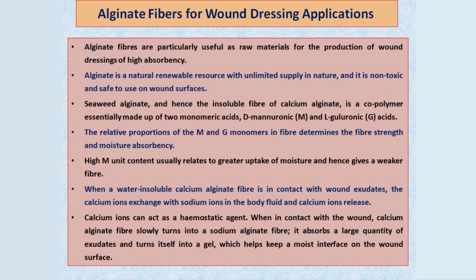And when a water insoluble calcium alginate fiber is in contact with wound exudates, the calcium ions exchange with sodium ions in the body fluid, and calcium ions release. So in this case, of course, calcium ions can act as a hemostatic agent. When in contact with the wound, calcium alginate fiber slowly turns into a sodium alginate fiber. Then it starts to absorb a large quantity of exudates and turns itself into a gel, which helps keep a moisture interface on the wound surface.